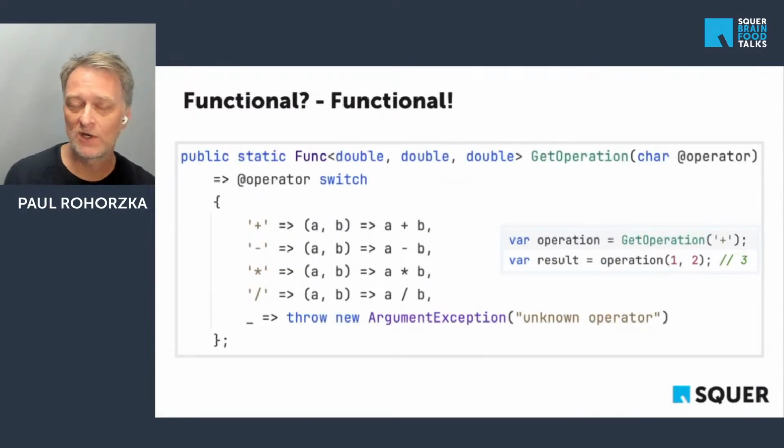What we can do with it, so how could we implement it? We could maybe use such a switch expression here, where we say, okay, we get back a Func where we put in two doubles and get out a third double. And then depending on the character operator that we pass in, we decide what function that would actually be.